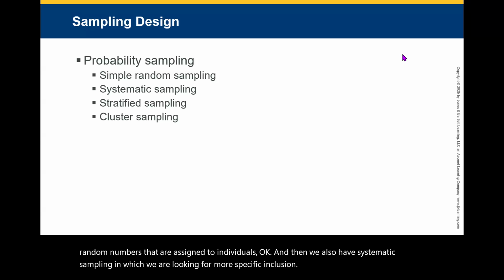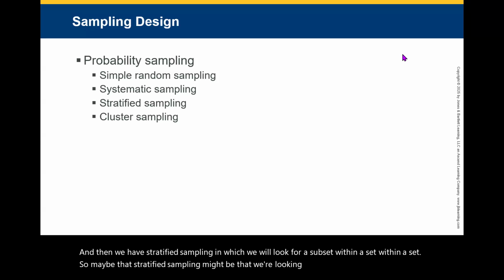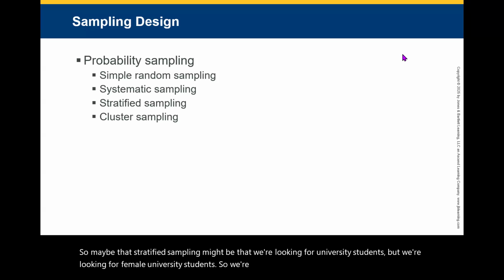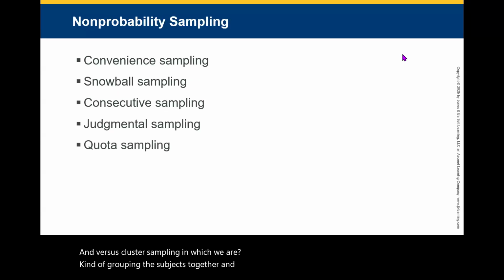And then we have stratified sampling, in which we will look for a subset within a set. So maybe that stratified sampling might be that we're looking for university students, but we're looking for female university students. So we're looking at a stratified sample, versus cluster sampling, in which we are kind of grouping the subjects together and pulling from that sample.